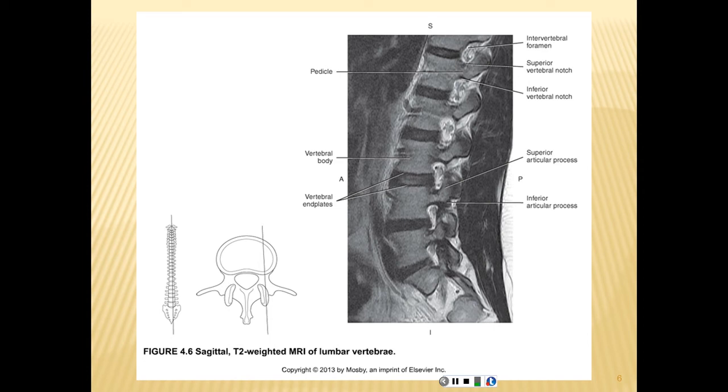You can see the disc, the light colored disc, the nucleus pulposus of the disc. Here you can see the end plates very well, the vertebral body, the superior articular process with the inferior articular process, the inferior vertebral notch, and the superior vertebral notch make the intervertebral foramen. And this is the exiting point of the nerve.